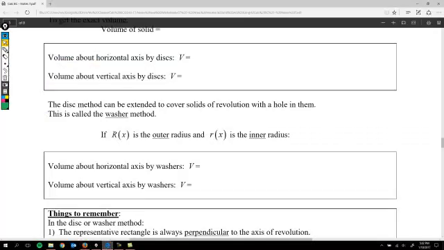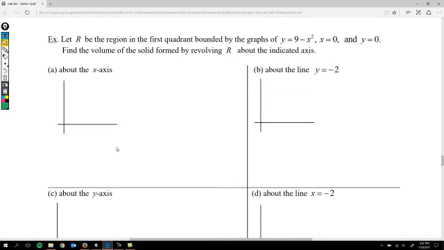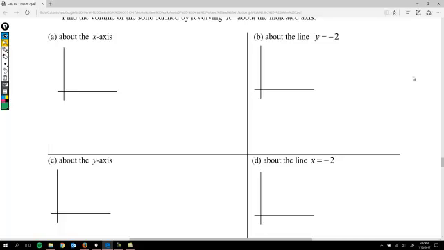All right, so let's actually practice some examples. All we're going to do here is take the same function, rotate it about different things, and see what happens. For all of these, I'm going to rotate the function 9 minus x squared. This is what it looks like. This function right here is 9 minus x squared. It's given to you, and it's bound by x equals 0 and y equals 0.